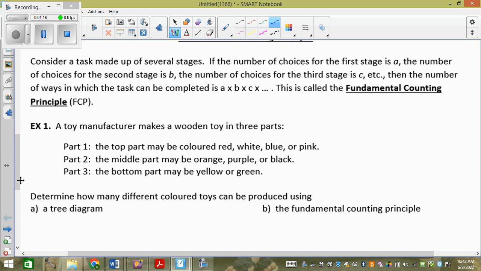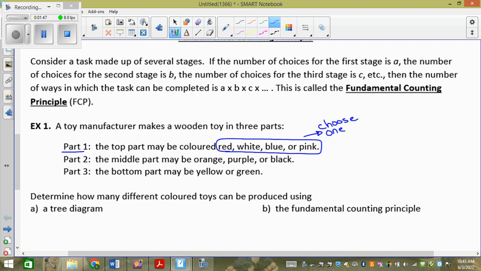So basically, if there's a few different things that you have to do to get the whole item, you can just multiply all the different options and get the item. So in this case, we have a toy manufacturer that makes a wooden toy in 3 parts, and you need to have one of each of the parts. Okay? So the key thing is you need to have one of each. So part 1, the top part, must be colored red, white, blue, or pink. And I need to take one of these. Choose one.